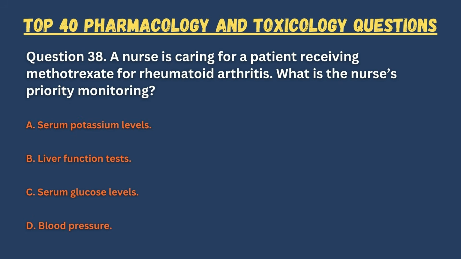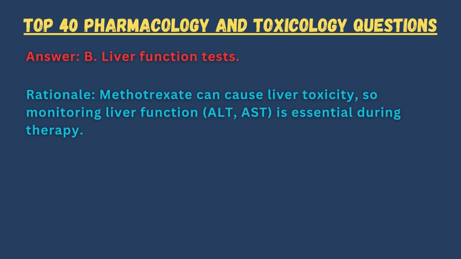Question 38. A nurse is caring for a patient receiving methotrexate for rheumatoid arthritis. What is the nurse's priority monitoring? A. Serum potassium levels. B. Liver function tests. C. Serum glucose levels. D. Blood pressure. Answer: B. Liver function tests. Rationale: methotrexate can cause liver toxicity, so monitoring liver function, AST, is essential during therapy.